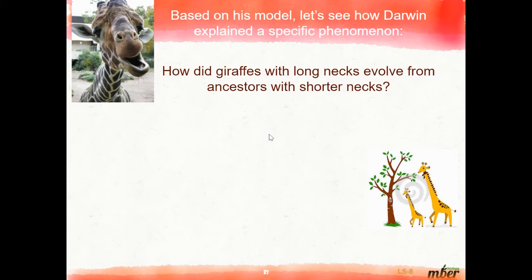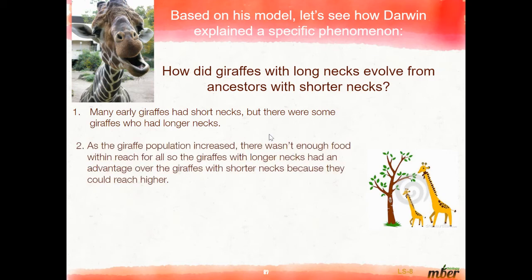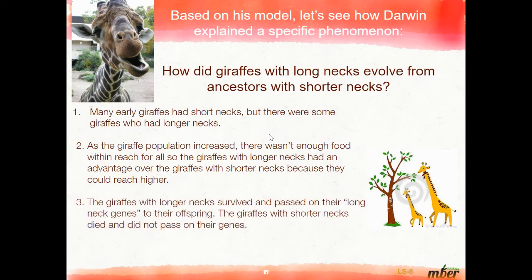So how did giraffes with long necks evolve from ancestors with shorter necks? Many early giraffes had short necks, but there were some giraffes who had longer necks. As the giraffe population increased, there wasn't enough food within reach for all the giraffes. So the giraffes with longer necks had an advantage over the giraffes with shorter necks because they could reach higher. The giraffes with longer necks survived and passed on their long neck genes to their offspring. The giraffes with shorter necks died and did not pass on their genes. Eventually, giraffes with long necks became the most common.